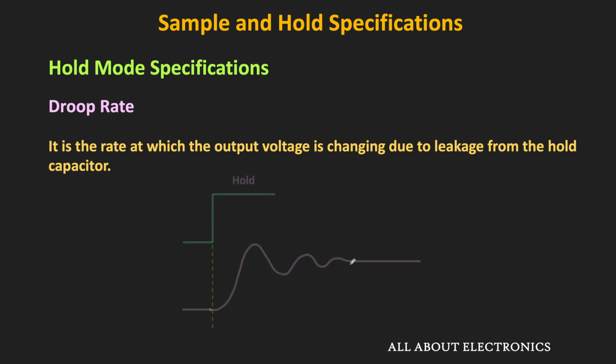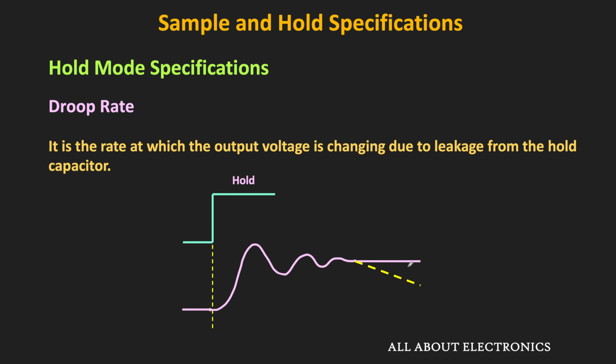So ideally during the hold period, after this hold mode settling time, the output across the capacitor should remain constant. But in reality, due to the leakage through the hold capacitor, we see a change in this hold voltage. This change in the voltage is known as the droop, and the rate at which this voltage is changing is known as the droop rate.